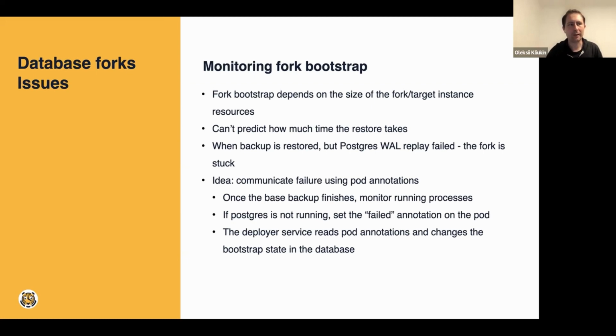And upon finding an annotation on the pod, it will recognize that the fork has failed, and it will, for instance, delete the pod and the persistent volume and initiate the process anew. Or it can take the volume and preserve it so that it can be analyzed in case the fork fails repeatedly.